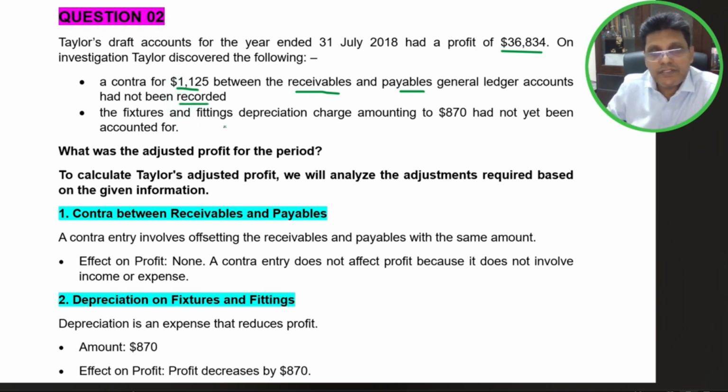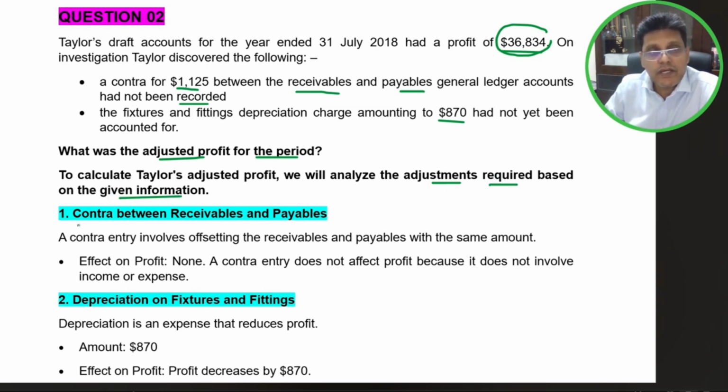The fixtures and fittings depreciation charge amounting to $870 had not yet been accounted for. Okay, so these two entries have not been accounted. So this balance is prior to these adjustments. Okay, so what was the adjusted profit for the period? Now to calculate Taylor's adjusted profit, what we need to do is analyze the adjustments required based on the given information.